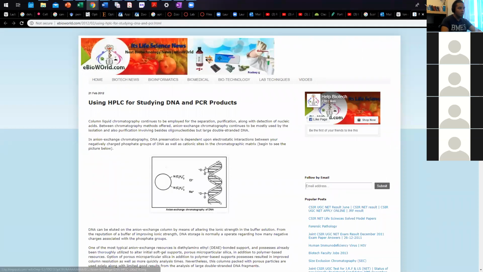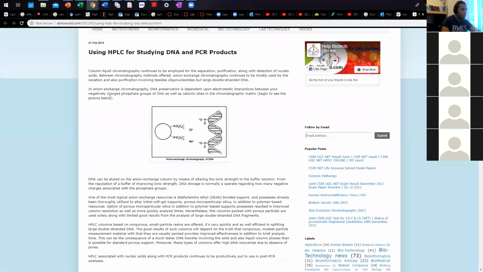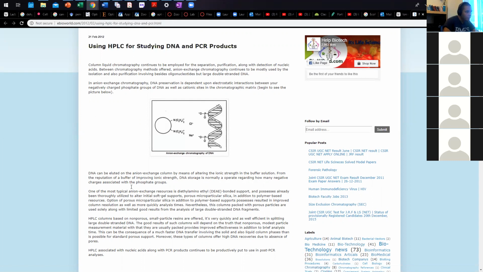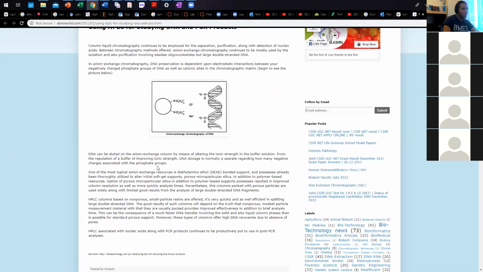It talks about it here: the electrostatic interaction between the negatively charged phosphate groups of DNA and the cationic sites of the chromatographic matrix, so the positive. I want to make sure I have the interactions with Cl- and Na+, but the interaction here is pretty straightforward: the positively charged part and the negatively charged part. Because your plasmid is just negatively charged. It's just regular DNA, depending on what you're inserting. Plasmids are circular DNA.